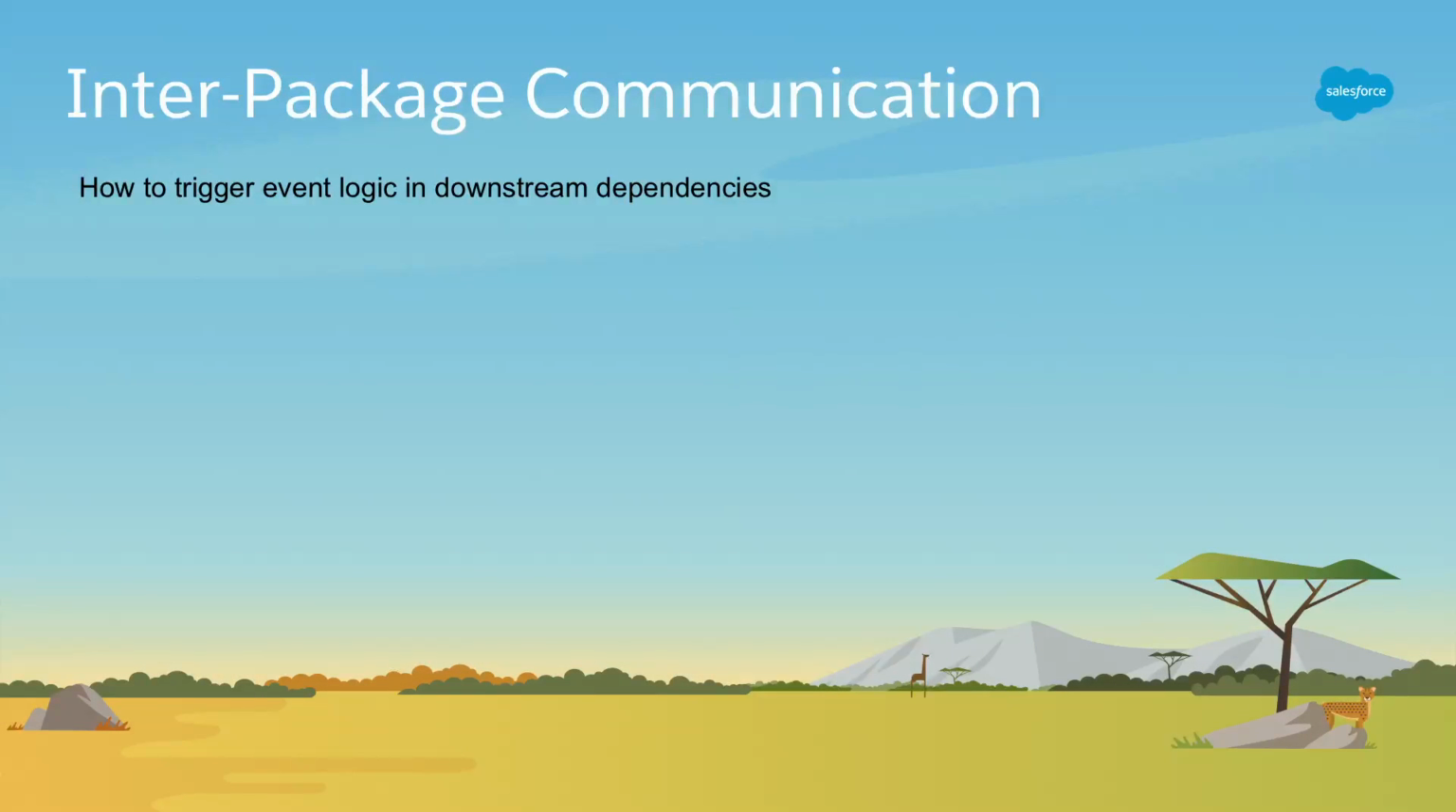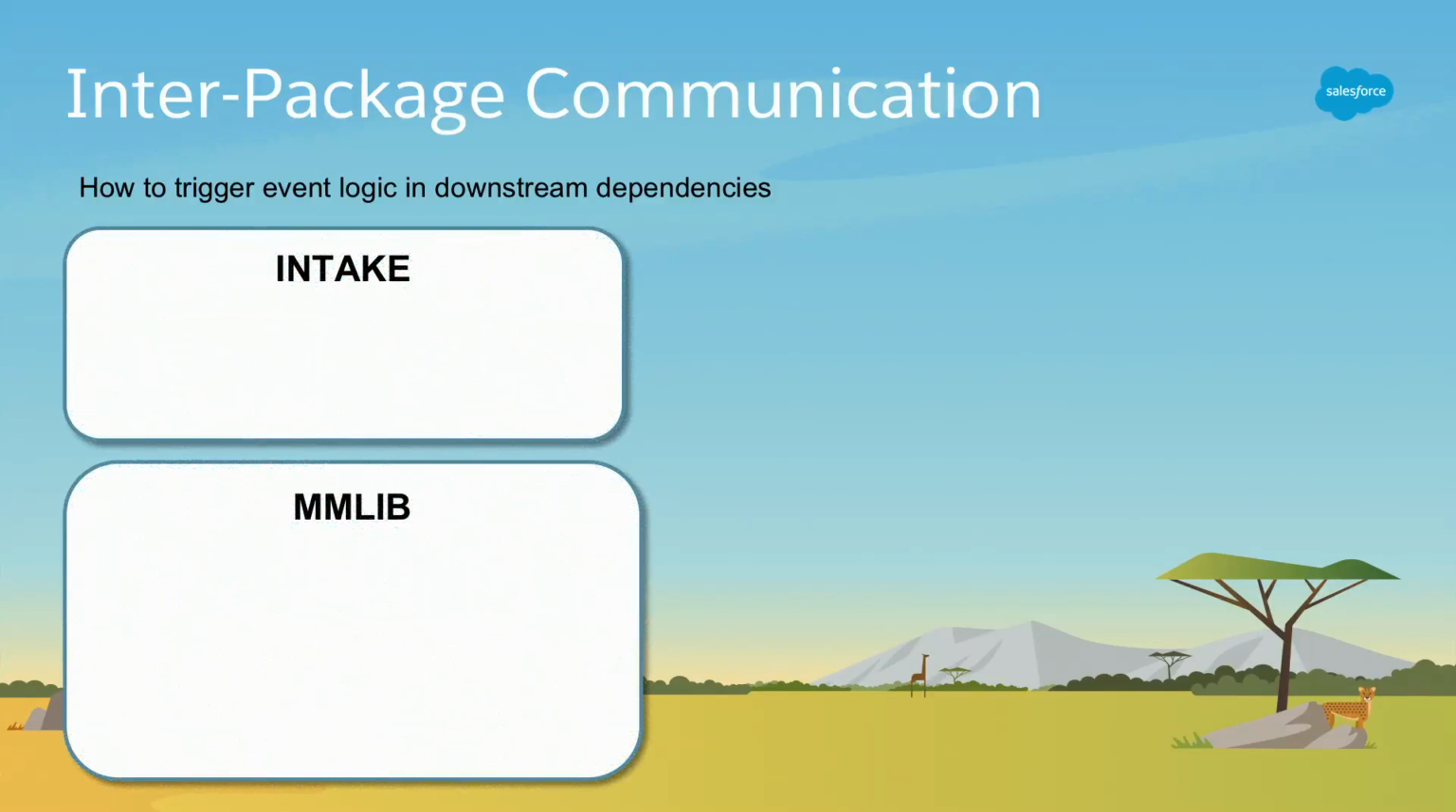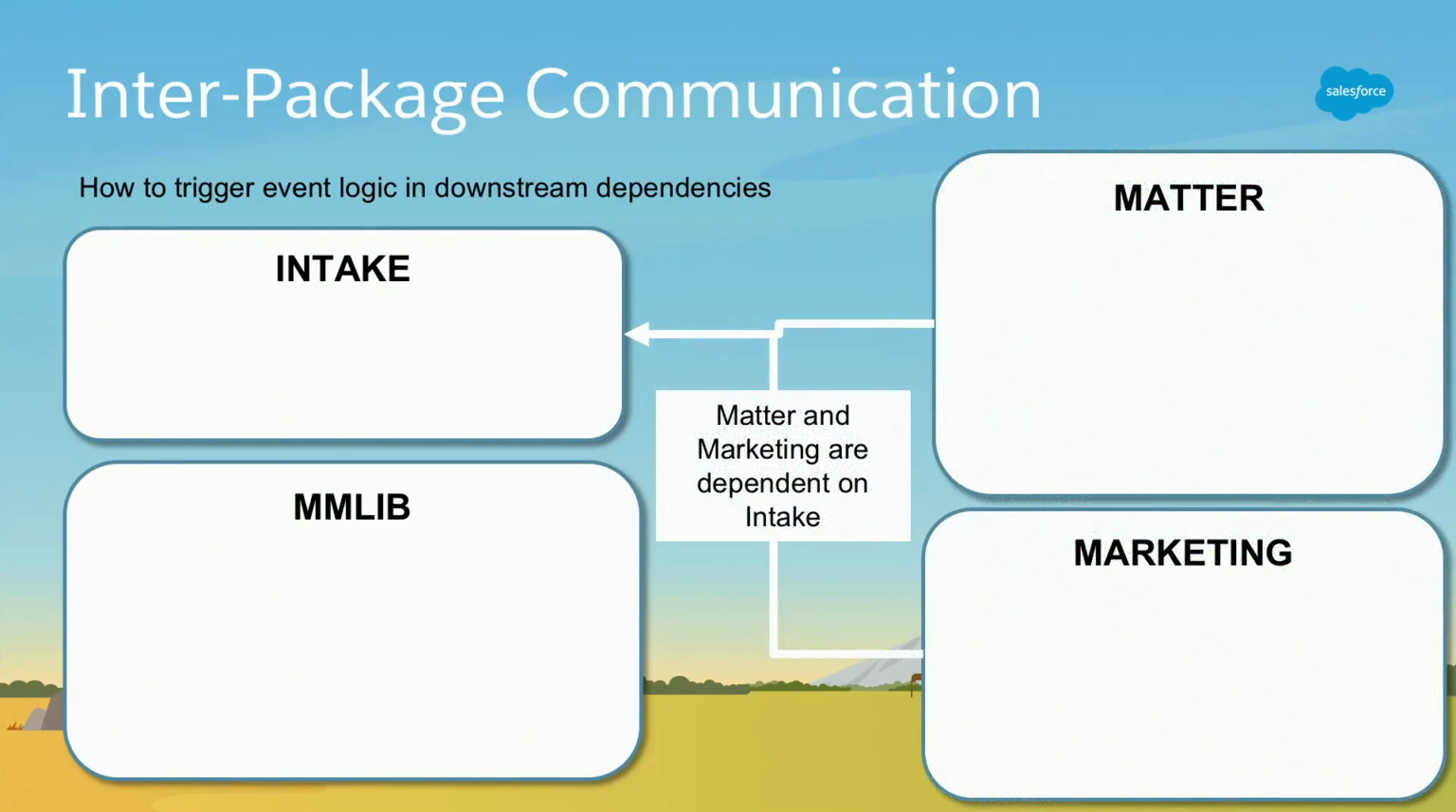We had another issue around inter-package communication. How do we trigger event logic in downstream dependencies? So again, the use case is the intake. We had the mmlib, and we had our other major business applications. And again, just for a reminder, the Matter and the marketing depend on intake.